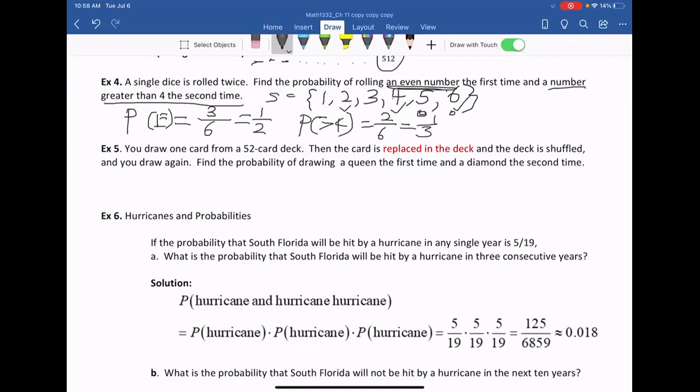So I'm looking for the probability of an even number and then a number greater than 4. I just multiply these two independent events, which is 1/2 times 1/3, which is 1/6. Let's move on to the next question.